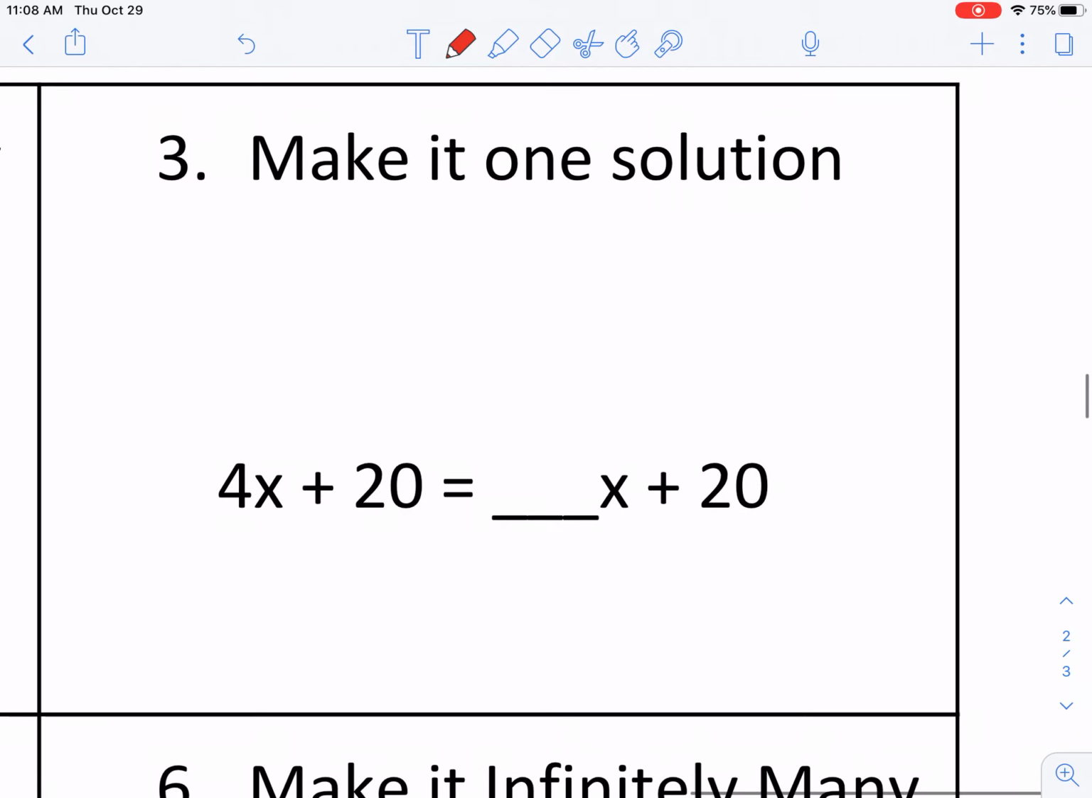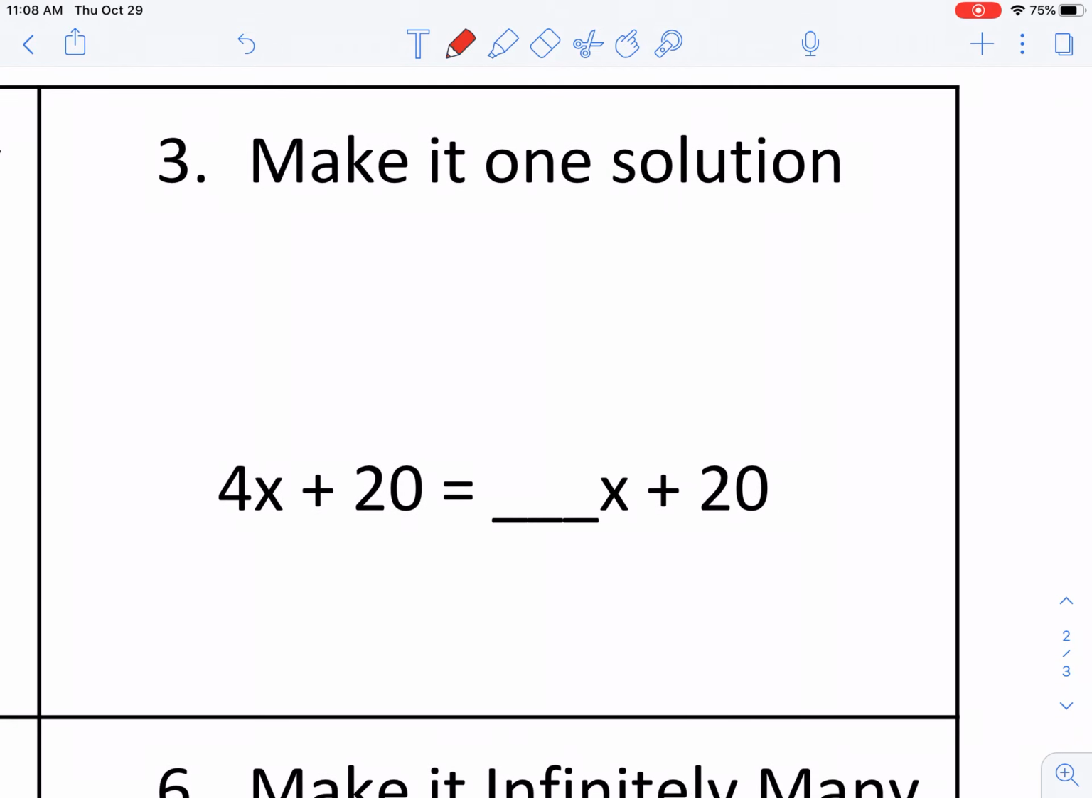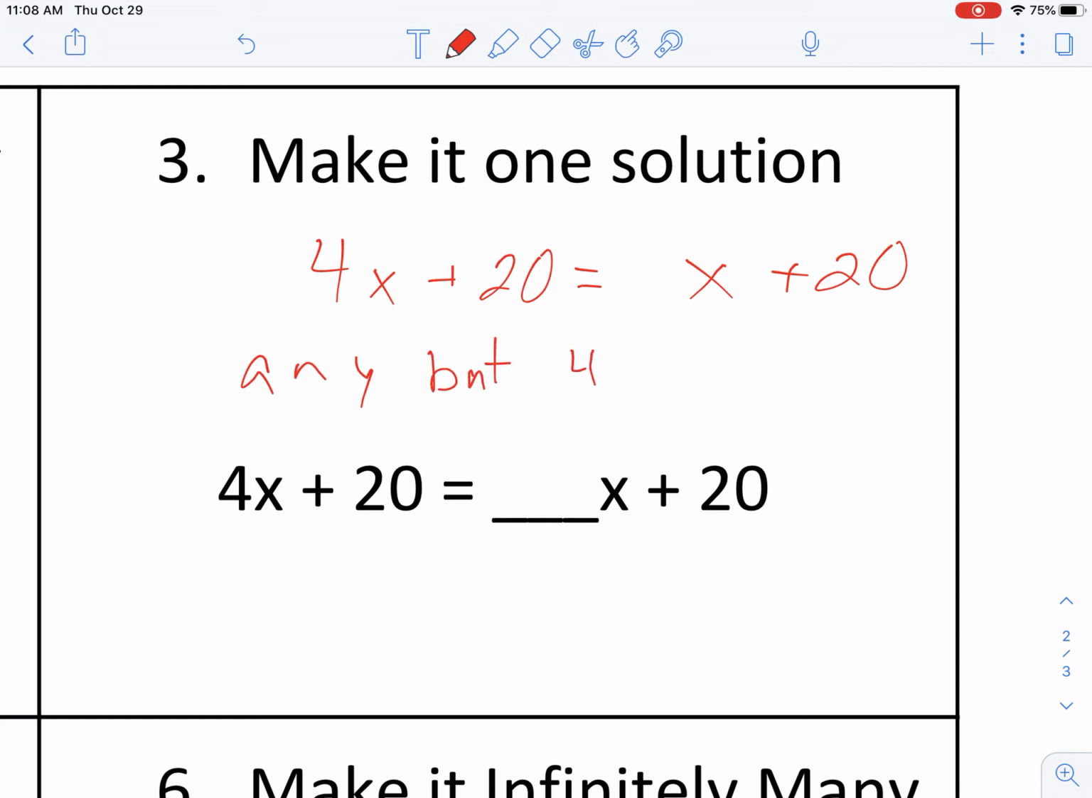To make something one solution, the only thing that has to be true is 4x plus 20 is fine, but it cannot have the same coefficient. So, for example, it can be anything but 4. So this can be any number we want, so I'll just pick 3.